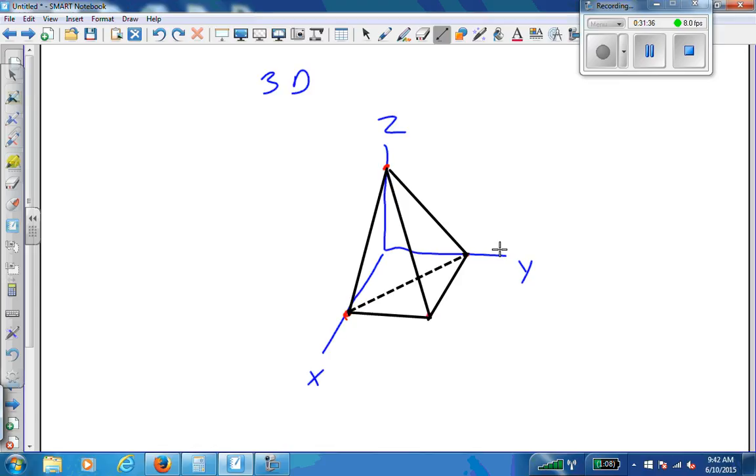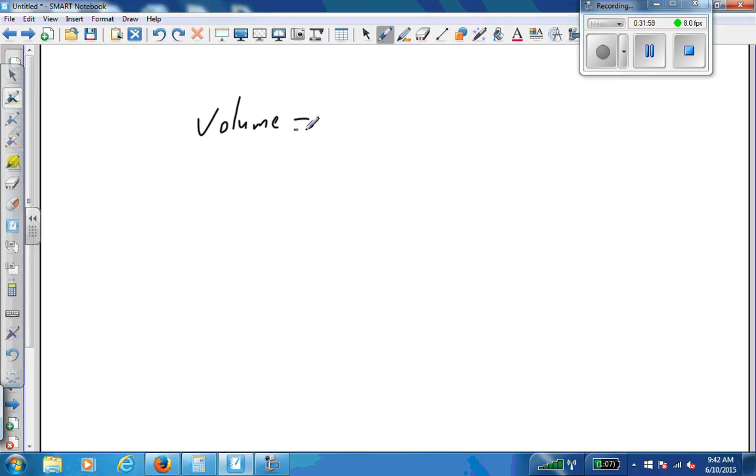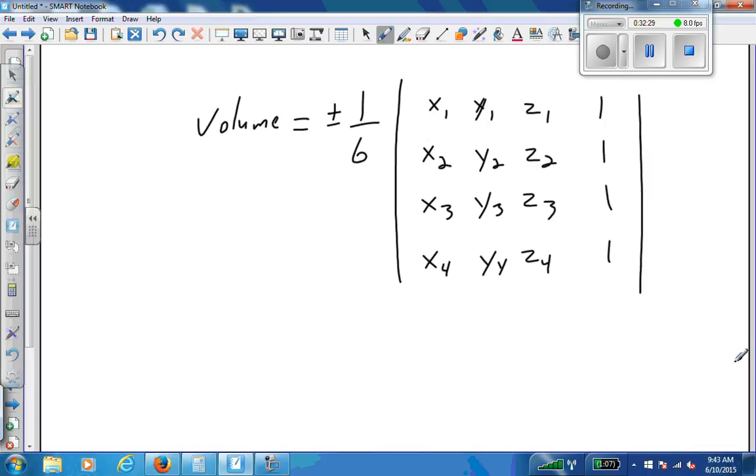So if we wanted to calculate the volume of that polyhedron, then we could do the same thing we did, except instead of it being area, we would have volume. Instead of being plus or minus 1/2, it'd be plus or minus 1/6. And we'd have our first order triple with a 1, our second order triple with a 1, our third order triple with a 1, and our fourth order triple with a 1. So whatever we calculated when we got that determinant, that would be the volume of that tetrahedron.